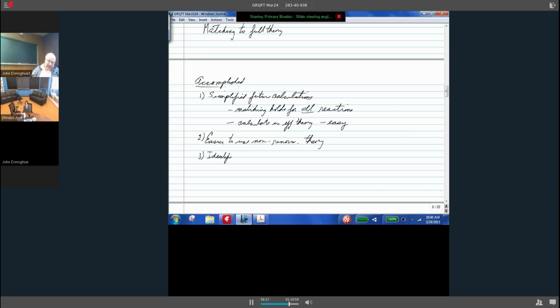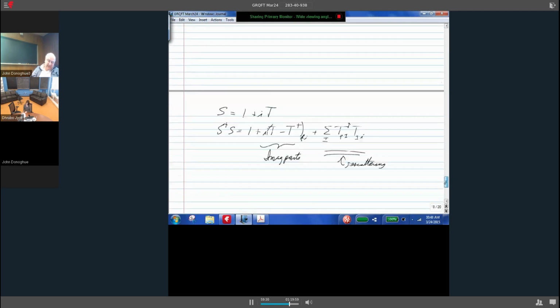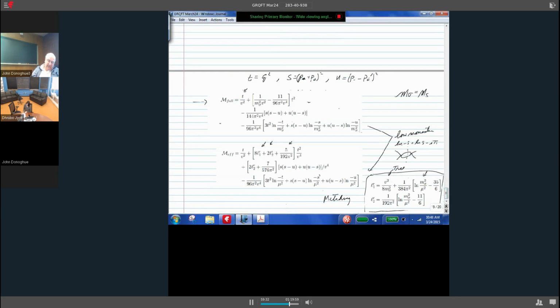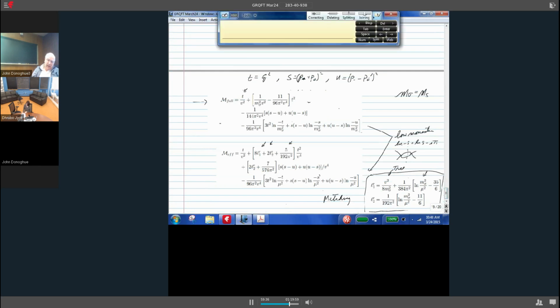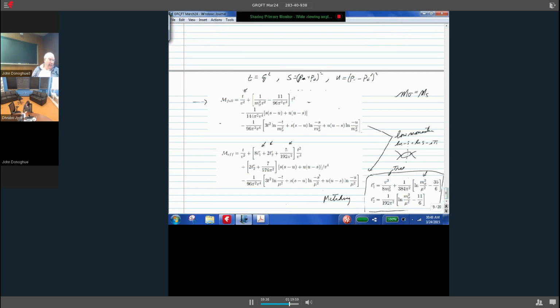So this matching holds for all reactions. You do it once and for all, and you're done. And you can then calculate in the effective theory. And that's easy.